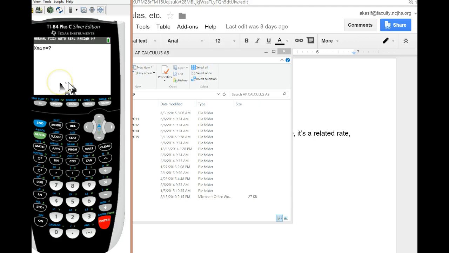Now xmin, this is just my viewing window. Okay, it's not my bounds. So let's just go from 0 to 5, and then 0 to 5.